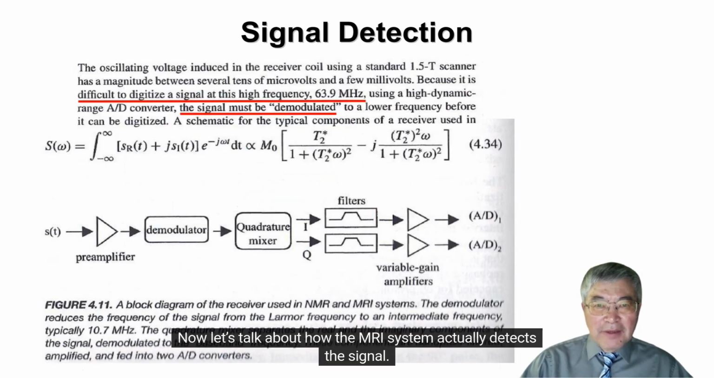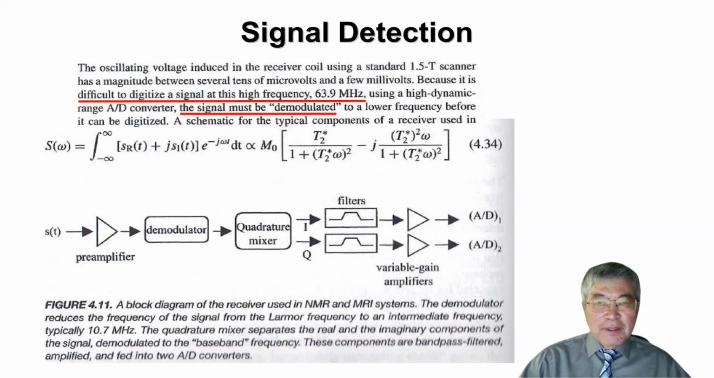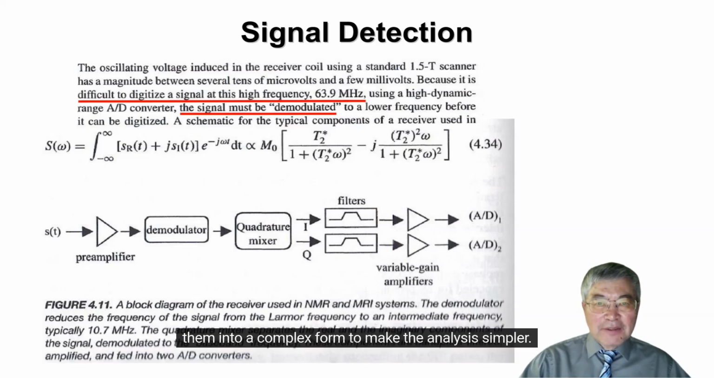Now let's talk about how the MRI system actually detects the signal. You don't need to worry too much about the mathematical details here. Think of this as a conceptual overview. The signal we receive from the patient contains both a real part and an imaginary part, and we often combine them into a complex form to make the analysis simpler.